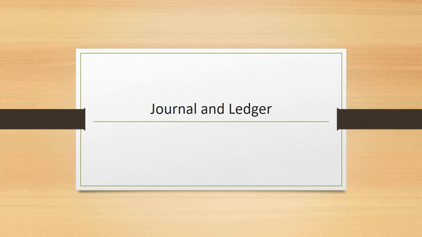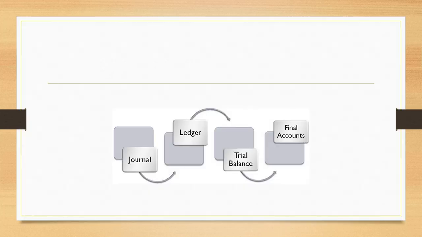Double entry system of bookkeeping says that every transaction affects two accounts. There is a proper procedure for recording each financial transaction in this system, called the accounting process. The process starts from journal followed by ledger, trial balance and final accounts. In today's class I am discussing journal and ledger. Journal and ledger are the two pillars which create the base for preparing final accounts.